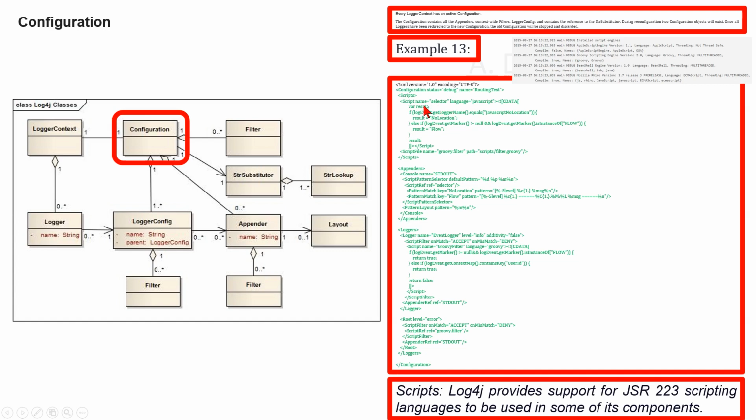The language must be provided on the script element and must specify one of the language names that appeared in the configuration status log as described. If the language is not specified on the script file element, the language will be determined by the file extension of the script path.